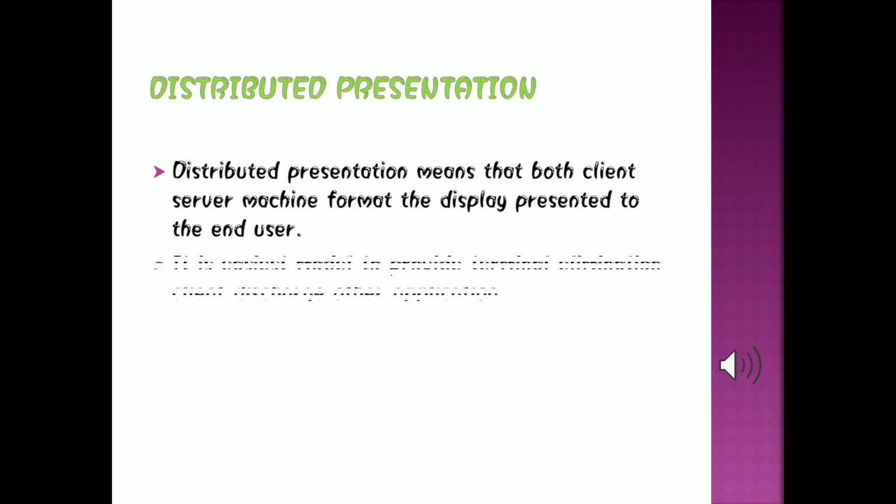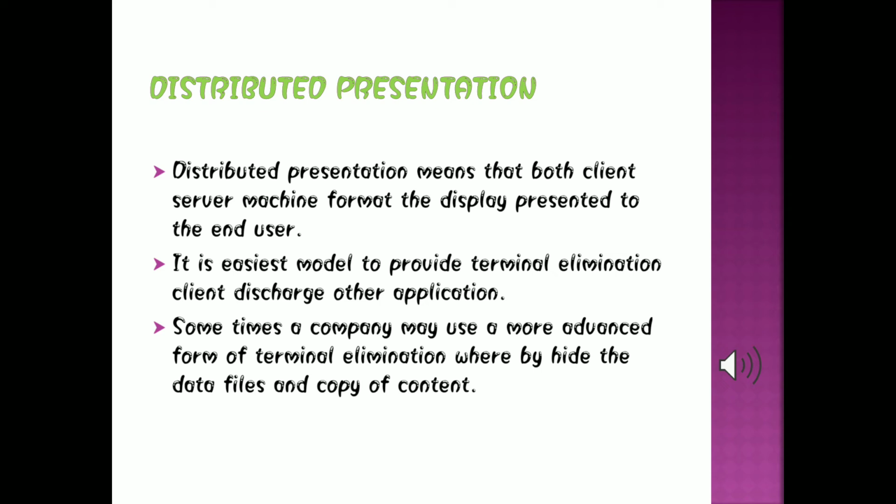Here, what is distributed representation of data? Distributed representation means that both the client and server machine format the display presented to the end user. It's a unique method of serving all the information to store and display to the maximum number of users. So that is the distributed representation. For example, in communication, the easiest model is to provide terminal elimination, where the client is discussed to the applications. Terminal elimination means reducing the large amount of unwanted data. It should give clear and quality output.